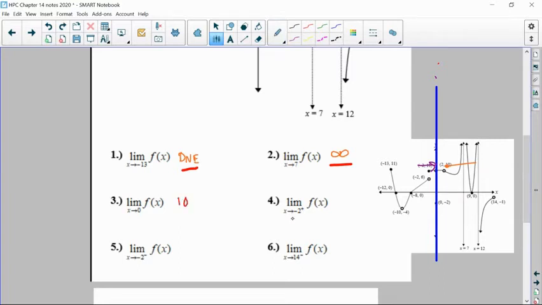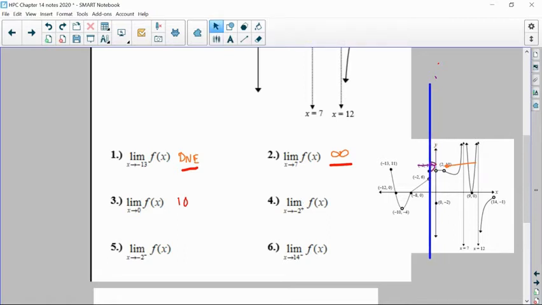Okay. Negative 2 just from the plus. Remember, that means from the right. So negative 2 just from the right. As x approaches negative 2, that's the left, sorry. Just from the right. Just from the right is this orange one. From the right means the y values are approaching 10 again.